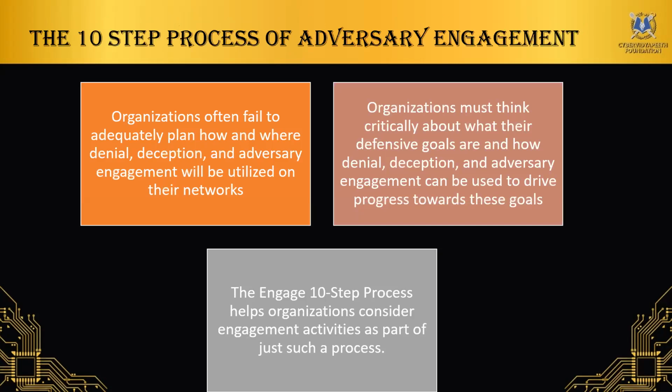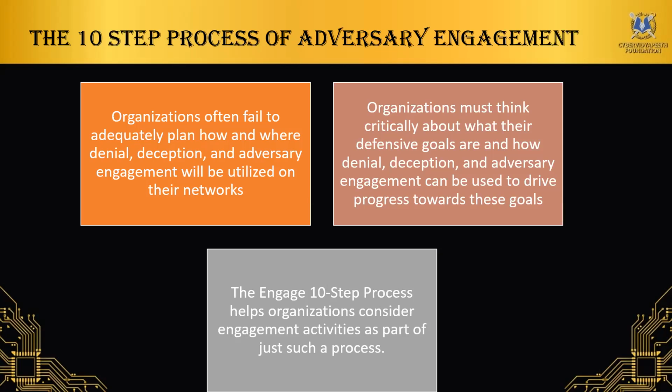Now, the next very important thing is: what are the 10 things we need to do for building the entire adversary engagement program? Well, that's the crux of your entire program. So one of the most important pillars is that organizations often fail to adequately plan how and where denial, deception, and adversary engagement will be utilized on their network. These are the lessons learned from the past. So it's very important. The organization must think critically about what their defensive goals are and how denial, deception, and adversary engagement can be used to drive progress toward these goals.